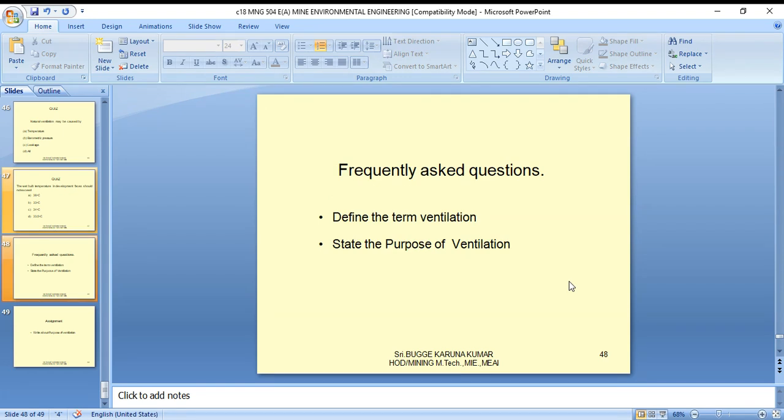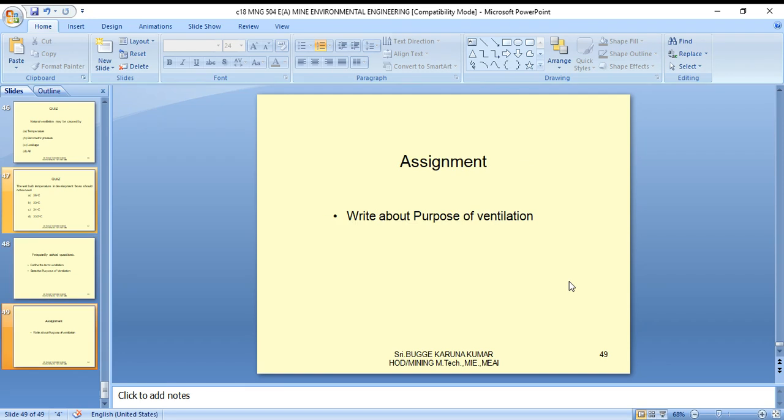A frequently asked question is: define the term ventilation and state the purpose of ventilation. These types of questions are frequently asked in board examinations also. So write a small assignment on this: write about the purpose of ventilation.